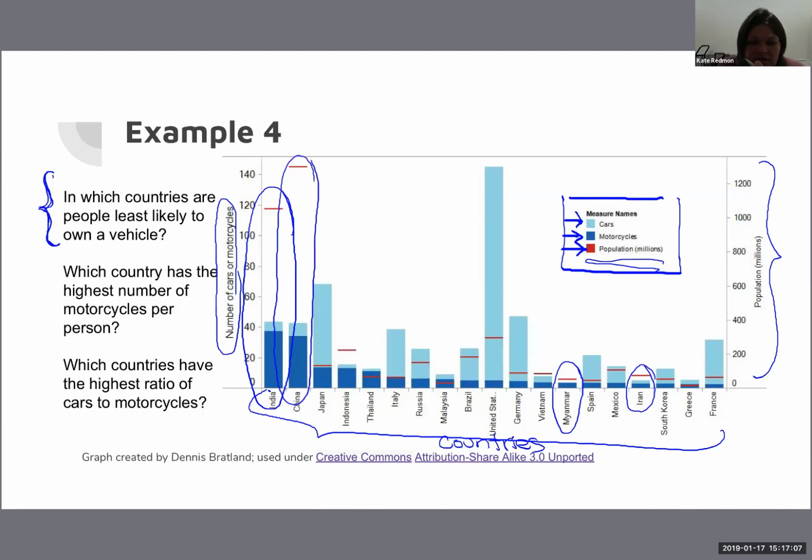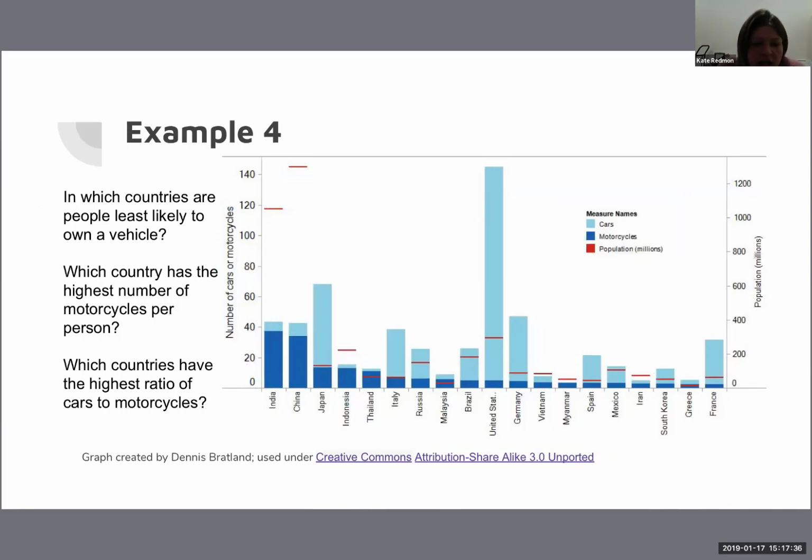Does that make sense? Yes. Okay, I see another one where people are less likely to own a vehicle. Indonesia. Yes, absolutely. So even though I can't figure out the exact numbers based on this graph, I can do some really good approximation based on these relationships.